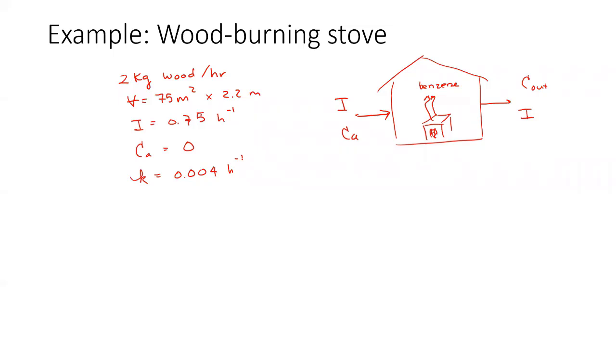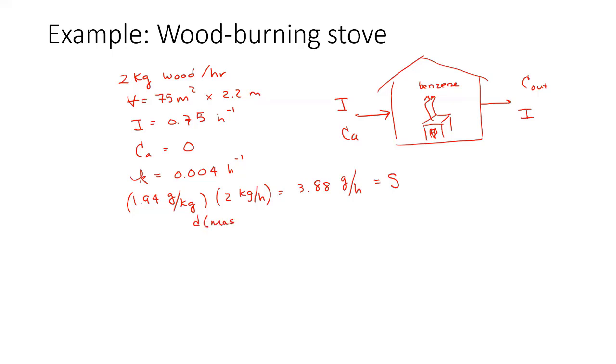And you're also told that benzene is generated by the burning wood at 1.94 grams per kilogram of wood burned. We burn 2 kilograms per hour. So we produce 3.88 grams of benzene per hour. So that's the source term. And a number of you wrote the equation correctly.